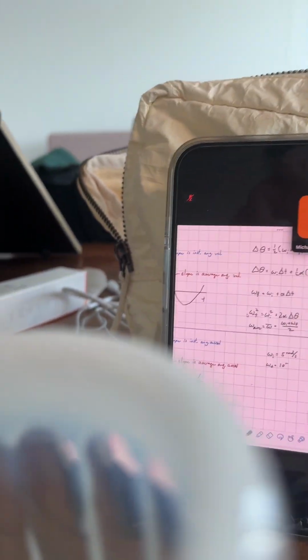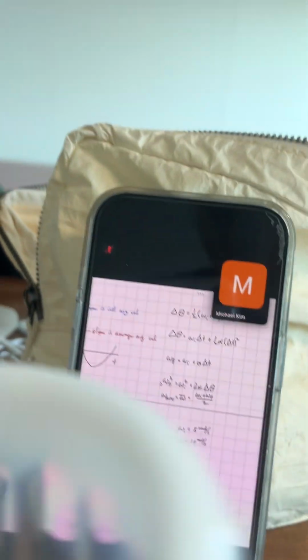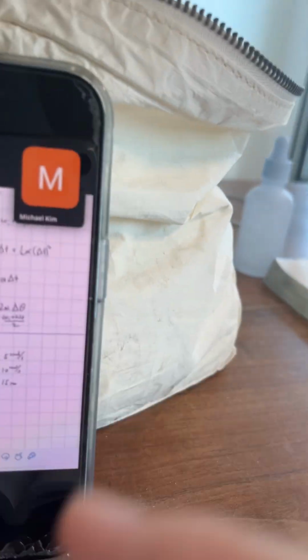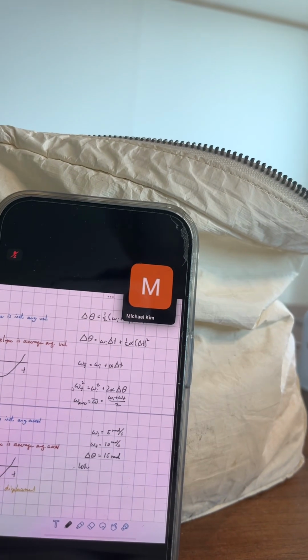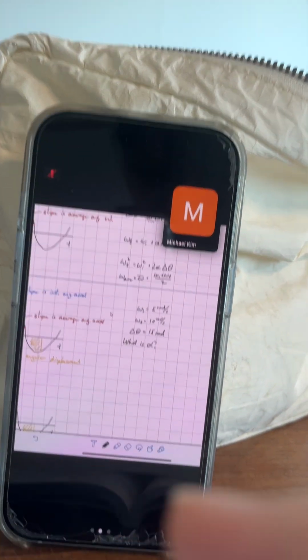per second. And then let's say our final is going to be 10 radians per second. And we're told that this occurs over, let's say, an angular displacement of 15 radians. All right. And then we can ask, for example, what is our angular acceleration?